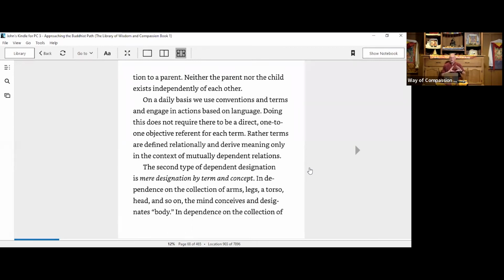So on a daily basis, we use conventions and terms to engage in actions based on language. Doing this does not require there to be a direct one-on-one object referent for each term. Rather, terms are defined relationally and derive meaning only in the context of mutually dependent relations.